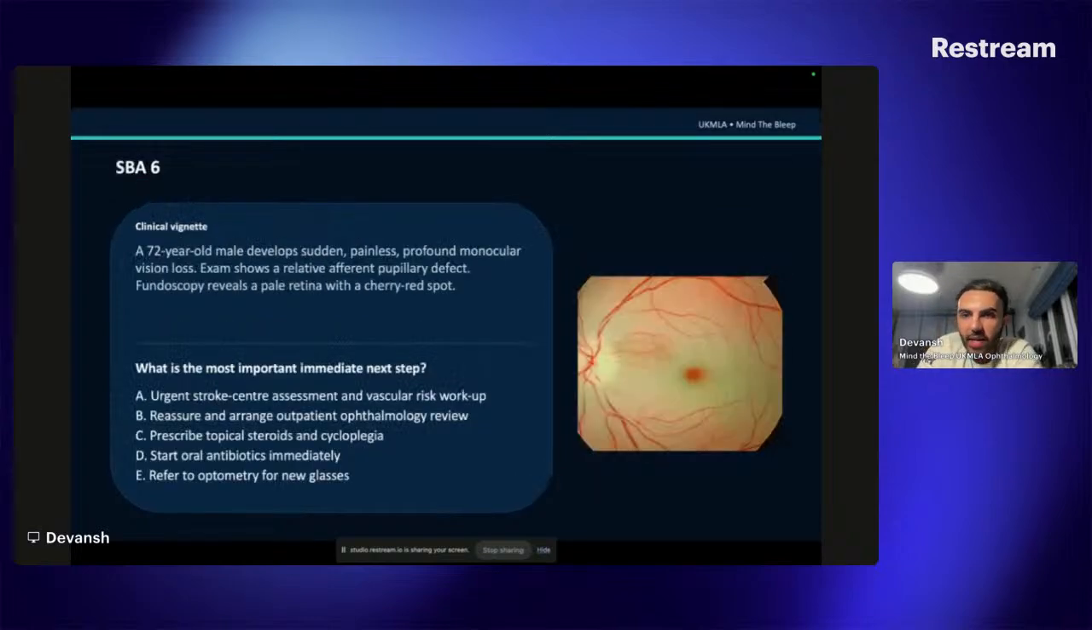Moving on to our next SBA. So we're looking at a different condition here. The image on the right-hand side might give it away. So we've got a 72-year-old gentleman presenting with sudden, painless, profound monocular vision loss. So just in one eye, where they've completely lost vision quite suddenly. The exam that we do shows a relative afferent pupillary defect, and fundoscopy reveals a very pale-looking retina, as we can see on the right-hand side, with a cherry red spot in the middle. What is the most important immediate next step? We'll give you a minute to have a think.